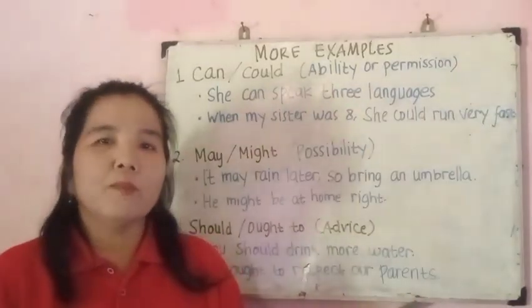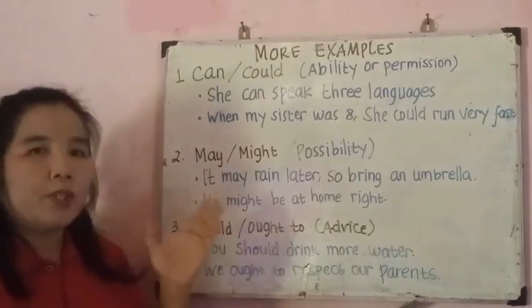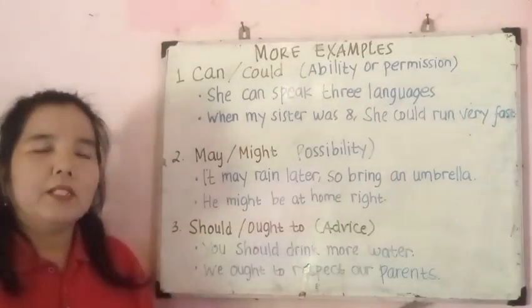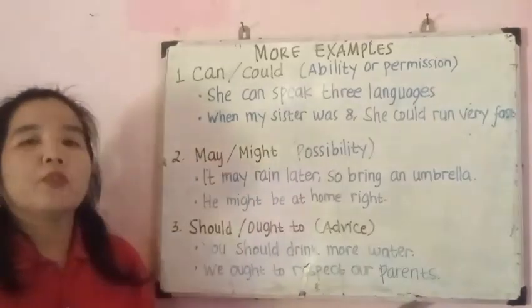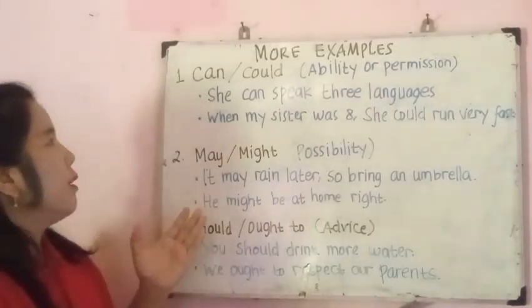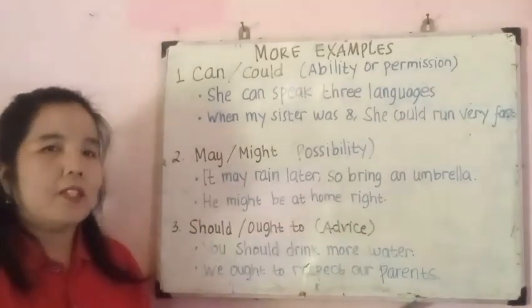Now, let's look at more examples by function. We use can or could to talk about ability or permission. For example, she can speak 3 languages. And when my sister was 8, she could run very fast.